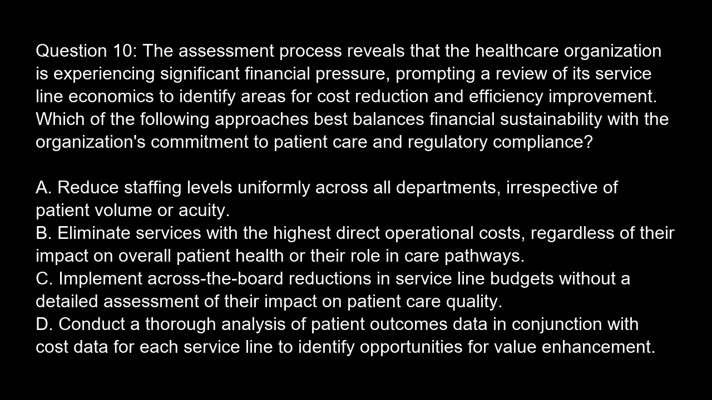Option A. Reduce staffing levels uniformly across all departments, irrespective of patient volume or acuity. Option B. Eliminate services with the highest direct operational costs, regardless of their impact on overall patient health or their role in care pathways. Option C. Implement across-the-board reductions in service line budgets without a detailed assessment of their impact on patient care quality. Option D. Conduct a thorough analysis of patient outcomes data in conjunction with cost data for each service line to identify opportunities for value enhancement.